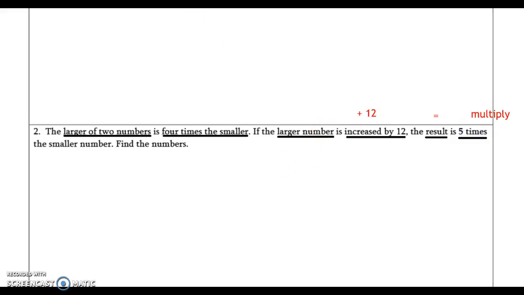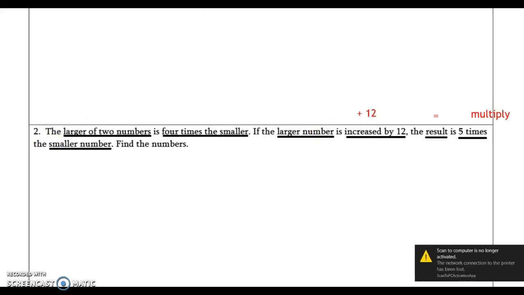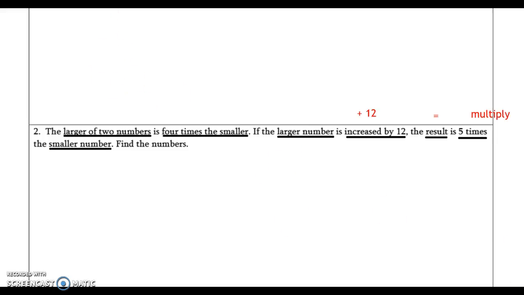The smaller number, and the smaller number we haven't designated just yet. The question is asking us to find the 2 numbers. It's asking us to find the numbers, so we're going to circle that part. Just like in any word problem, I ask you to set up some sort of structure to help you solve the problem. In this case, we're going to use let statements.